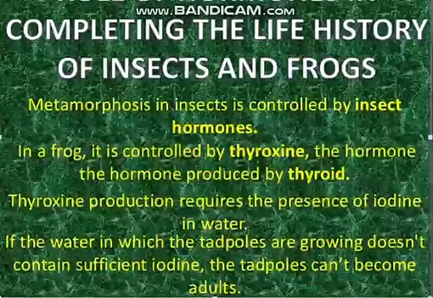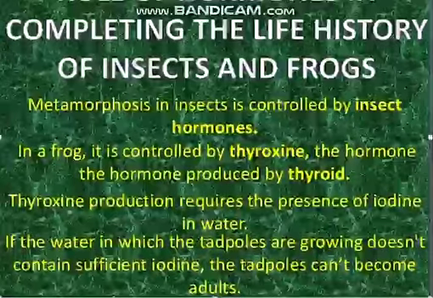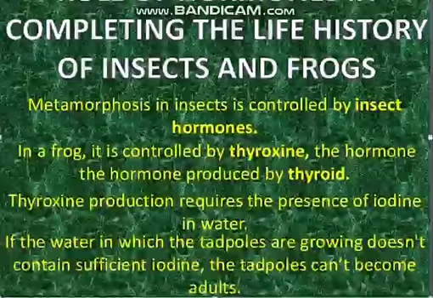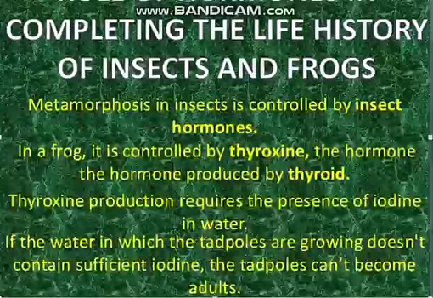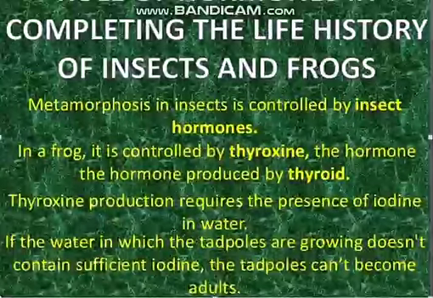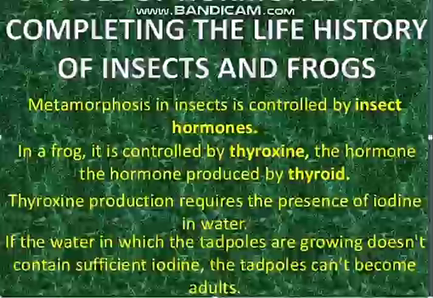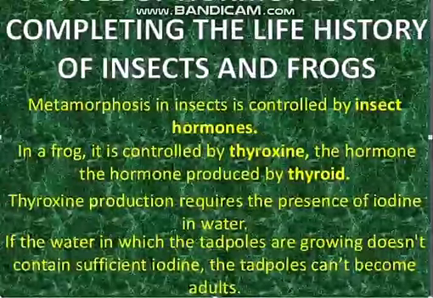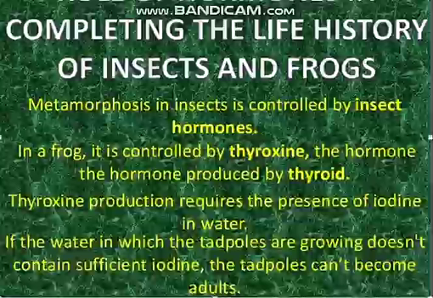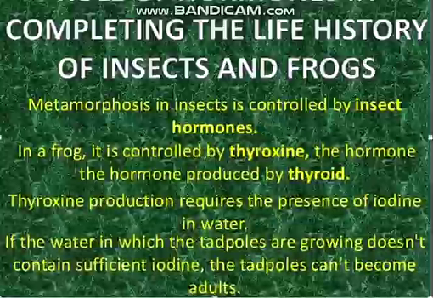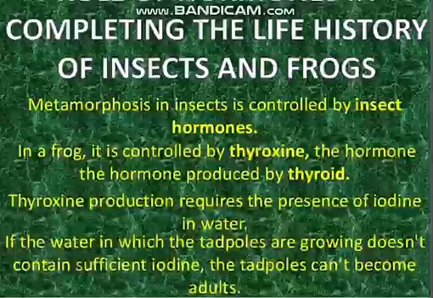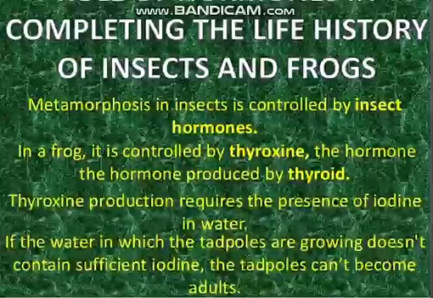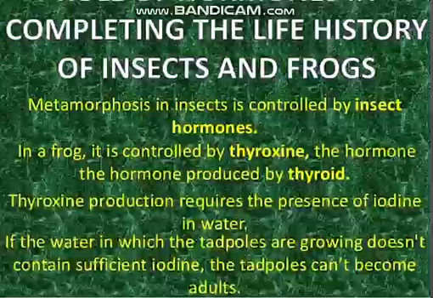The tadpole cannot develop into the adult one if thyroxine is not there, and thyroxine depends on the iodine content. So if water does not contain a sufficient amount of iodine, thyroxine production will be affected, and due to this the tadpole cannot be converted into the adult. So in this way hormones are very essential, not only in human beings but also in frogs and insects.